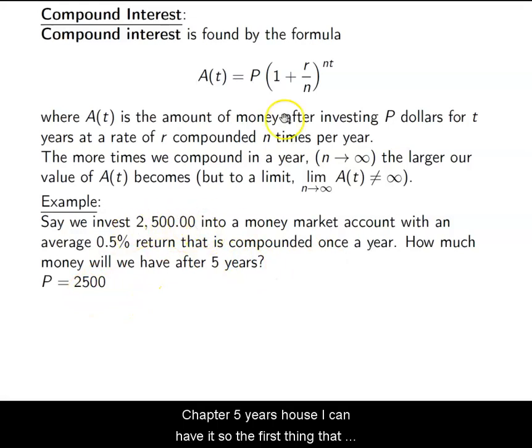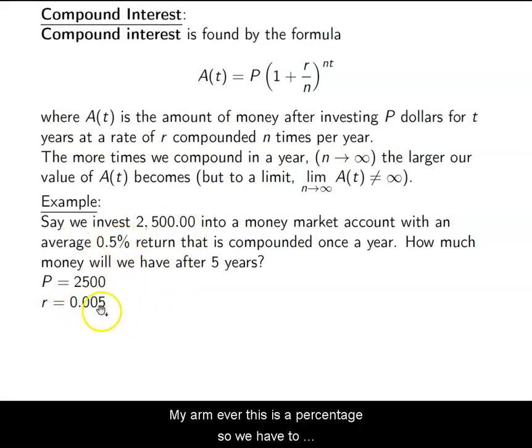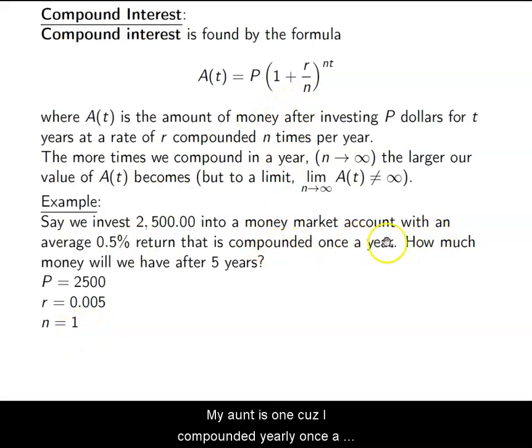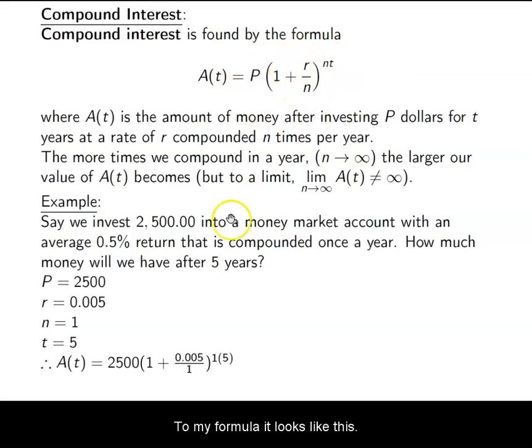So after 5 years, how's that going to happen? The first thing that we like to do is figure out what our unknown values are, right? What's our P? What's our R? What's our T? What's our N? So my investment amount is $2,500. My R, remember this is a percentage, so we have to turn it into a decimal value because we can't do math with percents. We have to use their decimal equivalent. So this is 0.005. My N is 1 because I compound yearly, once a year, right? And the amount of time is 5 years. So when I take all these and I plug them into my formula, it looks like this.